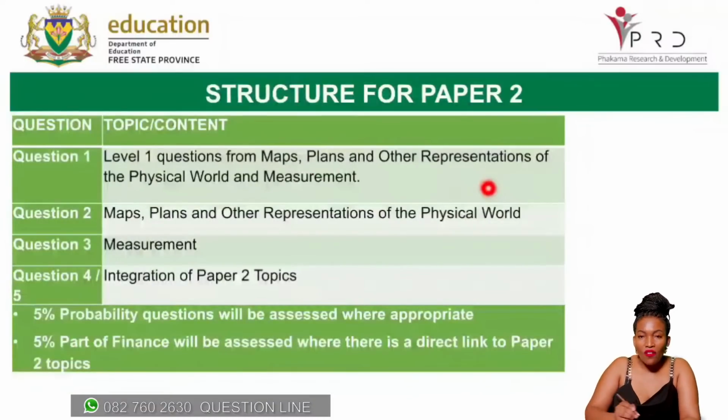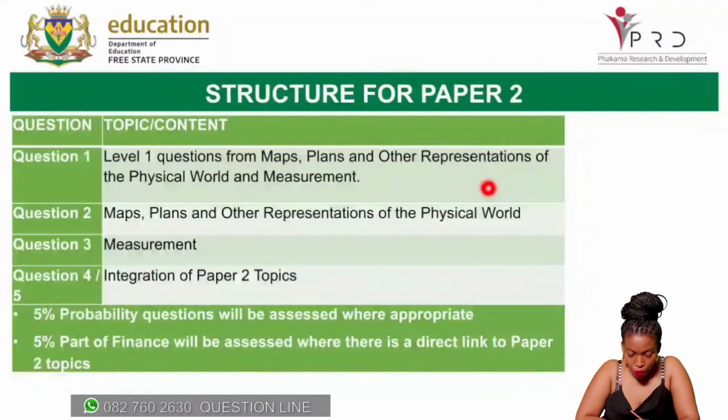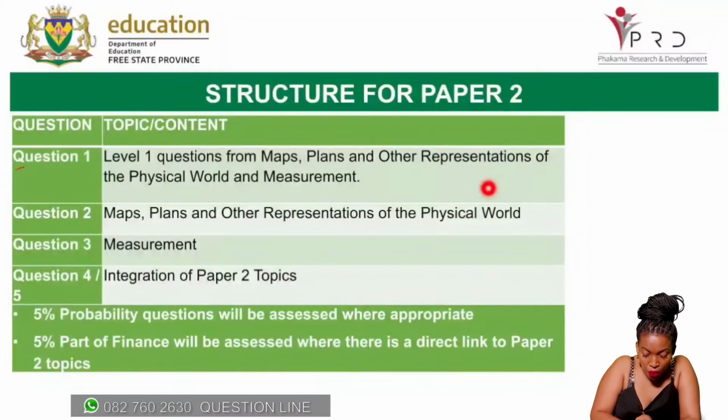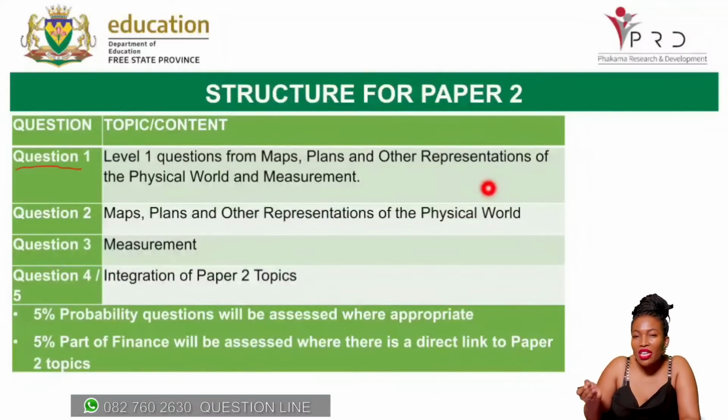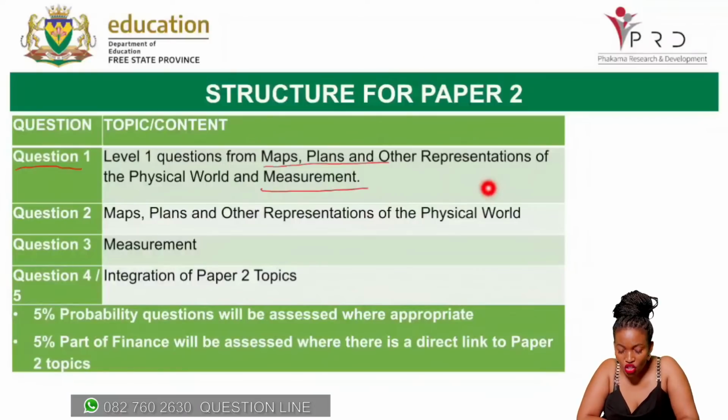So the structure of our paper on Monday: when you get your question paper at 10 to 9, when they say you may start reading, you will note that question 1, like today's paper, has level 1 type of questions only. Those are your easiest questions. So that is definitely the question that you want to start with. The topics that you'll find under question 1 will be maps and plans, and you'll also find the topic of measurement in question 1.